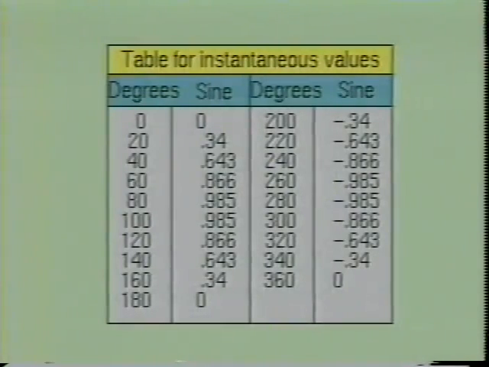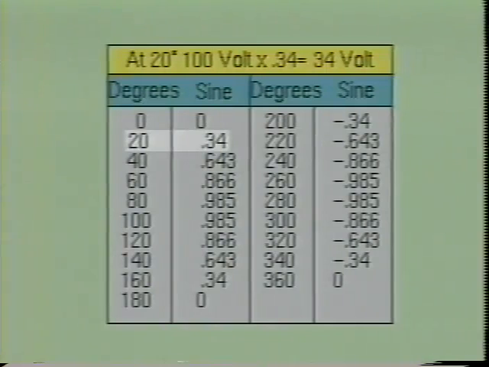By referring to this table, you can find the value of a sine wave at any instant of time. For example, if the peak value of a sine wave is 100 volts, what is the value of the voltage at 20 degrees? By looking at this table, we see the sine of 20 degrees is 0.34. Therefore, if we multiply 0.34 times 100, we see that the instantaneous voltage at 20 degrees is 34 volts.